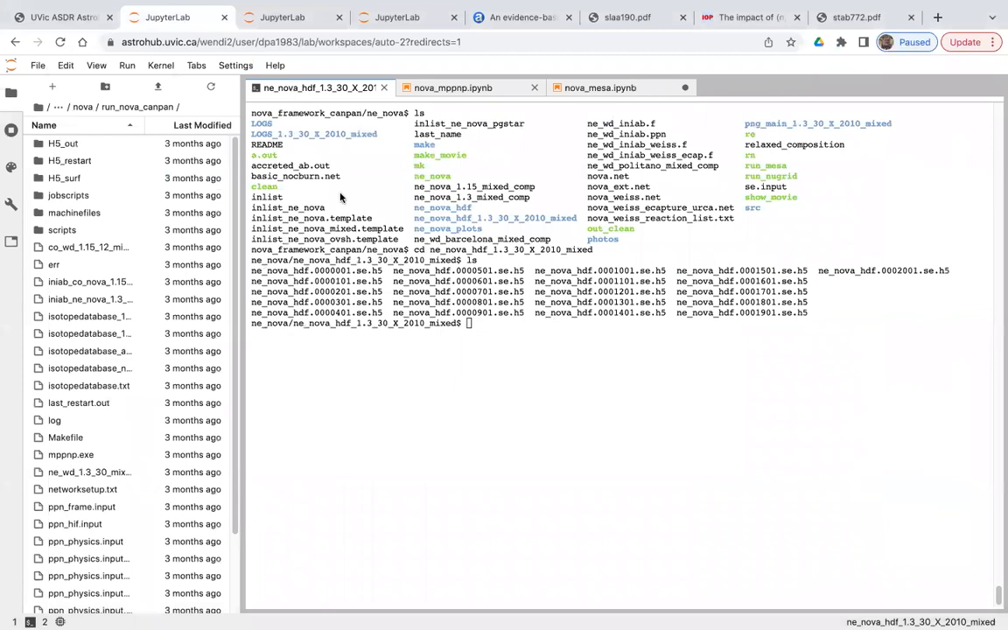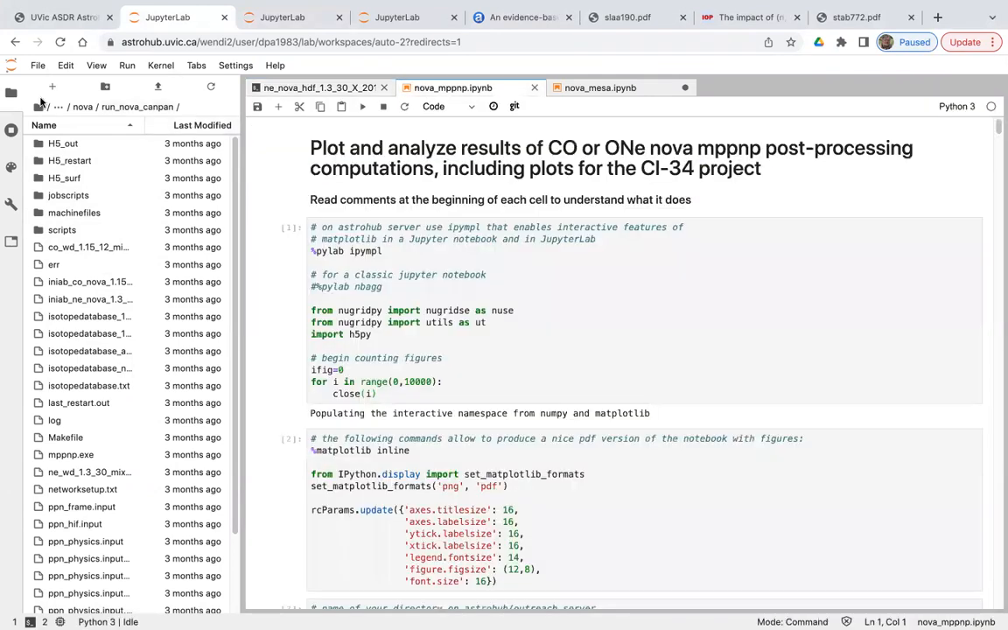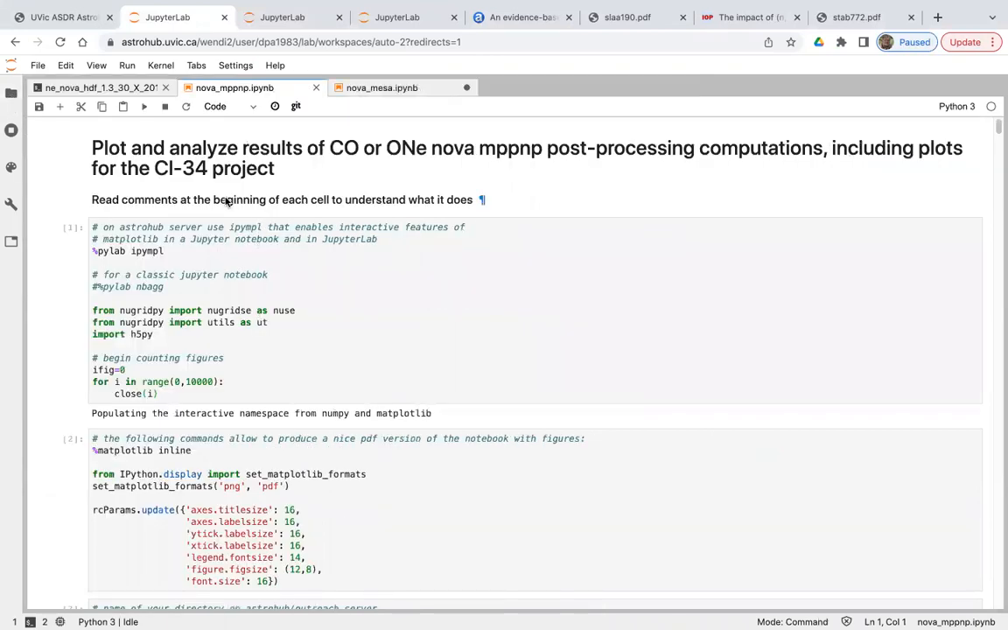What I'm going to show you next is the analysis of results obtained with the multi-zone NuGrid code for the same nova model, oxygen-neon nova with mass 1.3. For this, I use the second notebook from Nova Notebooks, Nova MPPNP, right? Okay. So plot and analyze results of CO nova MPPNP post-processing computations, including plots for the chlorine-34 project.